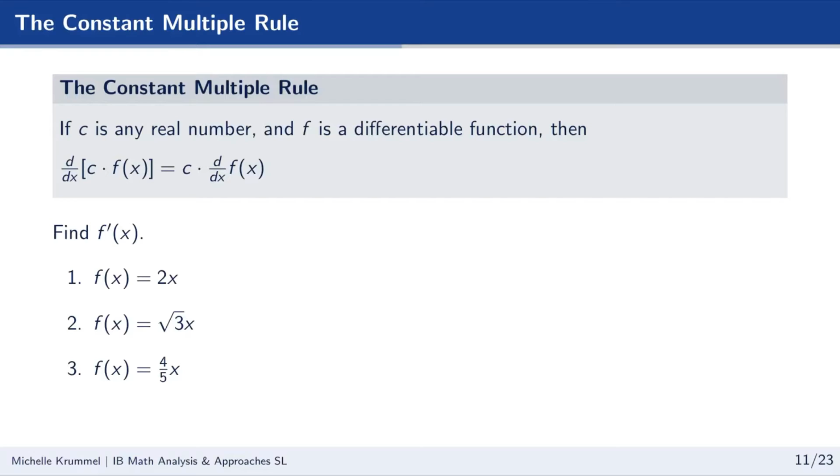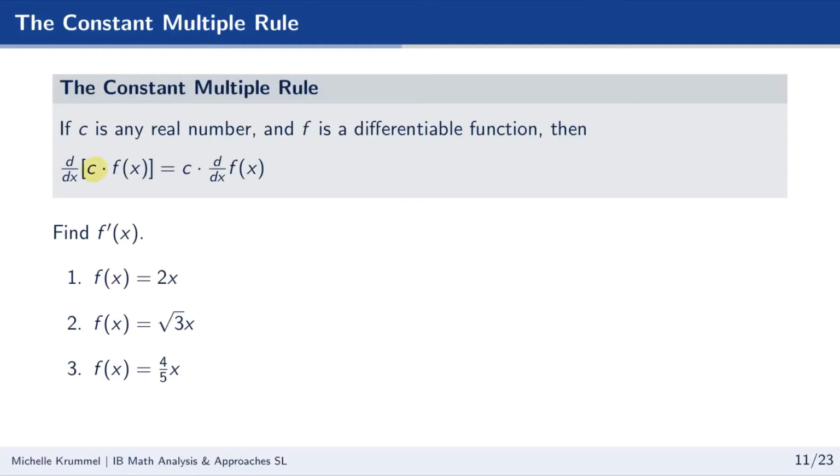Our next rule is the constant multiple rule. So constant multiple rule is not the same as the constant rule. You use the constant rule if you're taking the derivative of a constant. But a constant multiple means you have a constant multiplied by something else. That's not a constant. So if c is any real number and f is a differentiable function, remember differentiable means you can take the derivative of it. So c is a real number, f is a differentiable function, then the derivative of c times f of x is equal to c times the derivative of f of x.